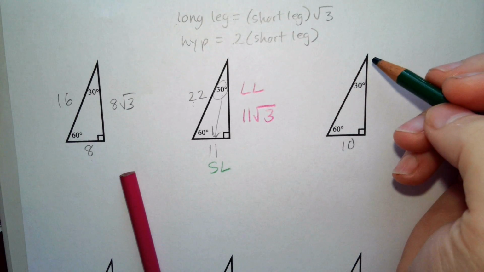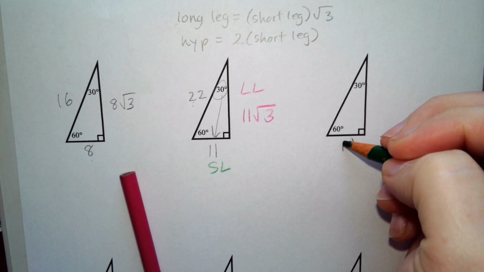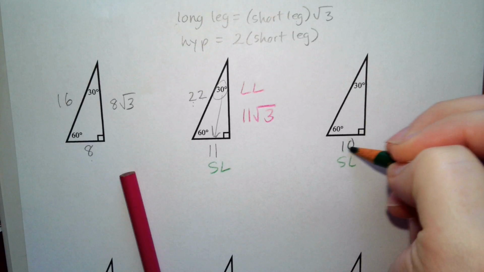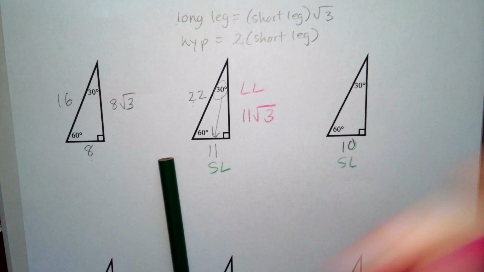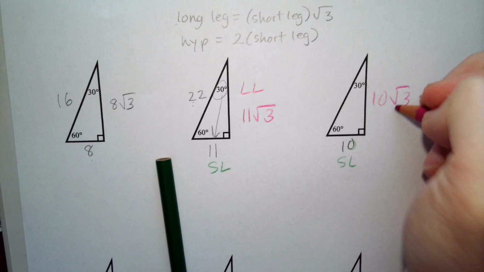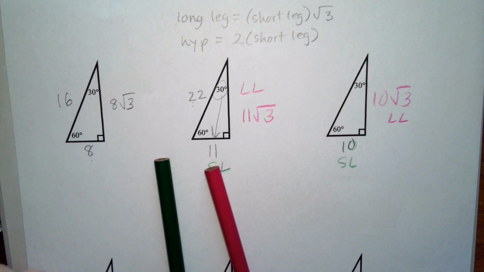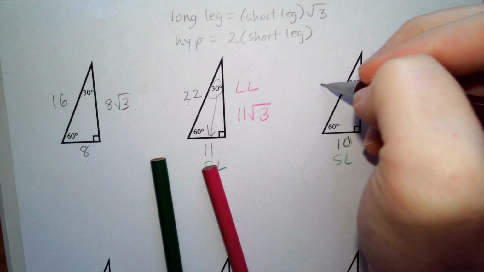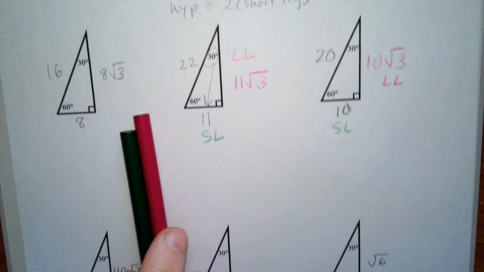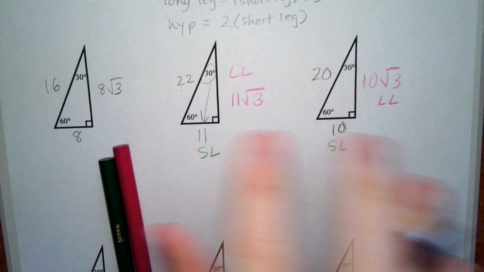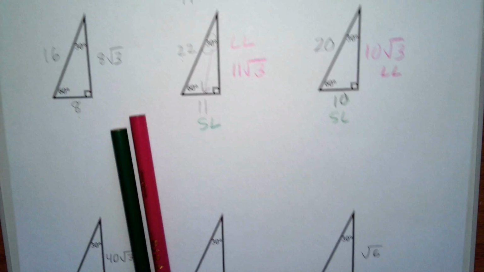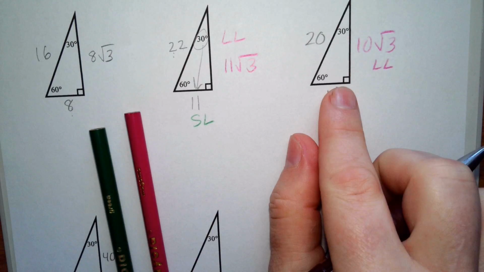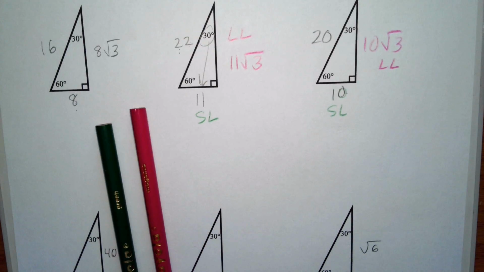Okay, next example. The short leg is given to us. It's 10. So the long leg is short leg times root 3, so this must be 10 root 3 for the long leg. And the hypotenuse is double the short leg, so we get 20. And if this doesn't quite make sense numerically, you guys are always welcome to approximate just to verify your answer. That 10 root 3 is longer than 10, yet shorter than 20.